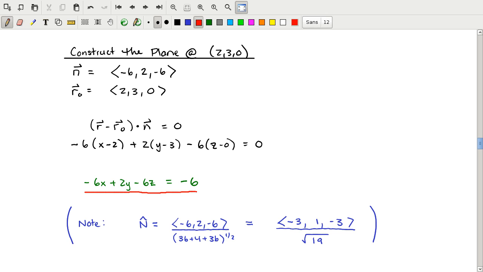Note the problem did not ask for it, but as I said, it is very useful in many physical applications to calculate the unit normal. We can do that as well, simply taking that normal vector, negative 6, 2, negative 6, and dividing by its own magnitude, and we get this result over here.